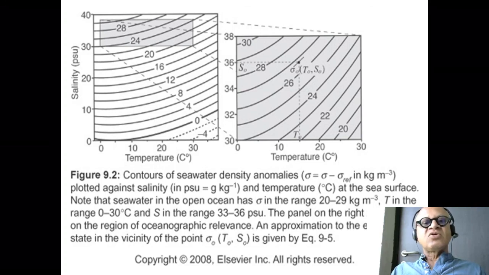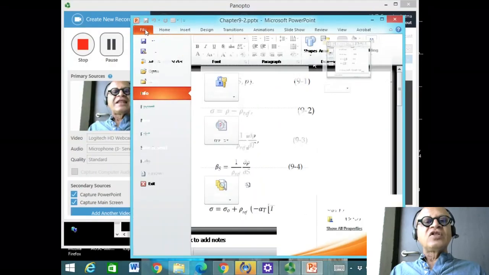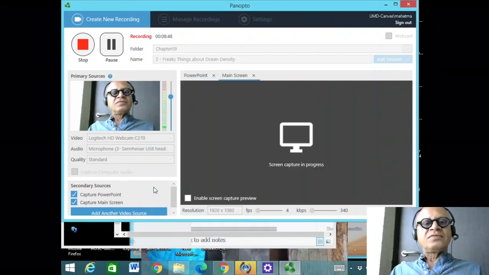That process is called cabbeling, C-A-B-B-E-L-I-N-G. That's something very special about water because of the non-linearity of water's density, because of temperature and salinity dependence being a polynomial of fifth order. That's where the non-linearities come from.